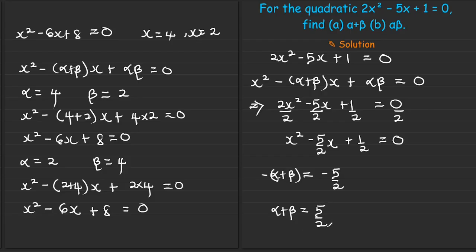As simple as that. Now for the constant term, we have alpha beta being equal to what? Half. That one is just direct. So we have alpha beta, which is equal to 1 over 2. And with that, we have been able to solve it. So it simply means the sum of the roots was 5 over 2, and the product of the roots was 1 over 2.